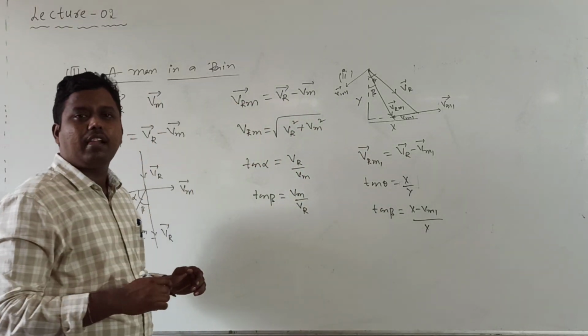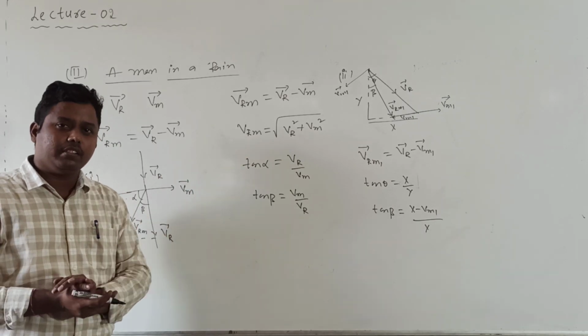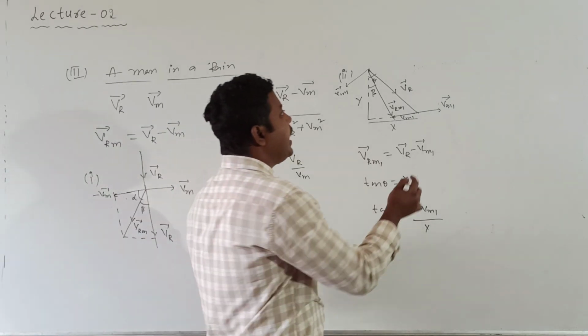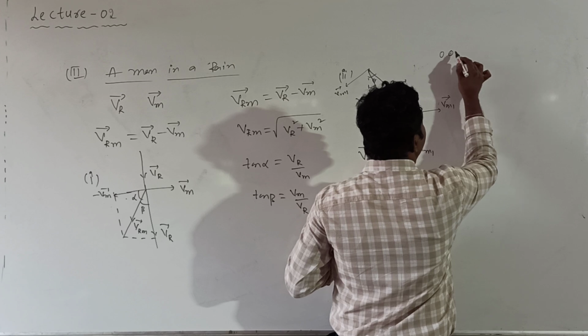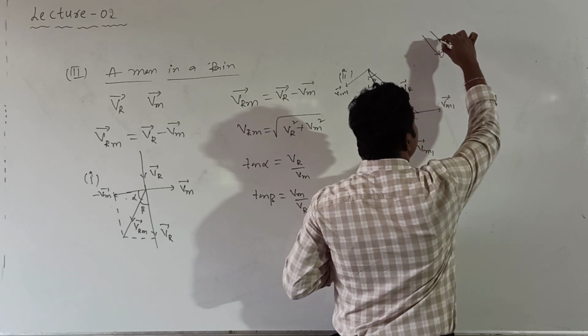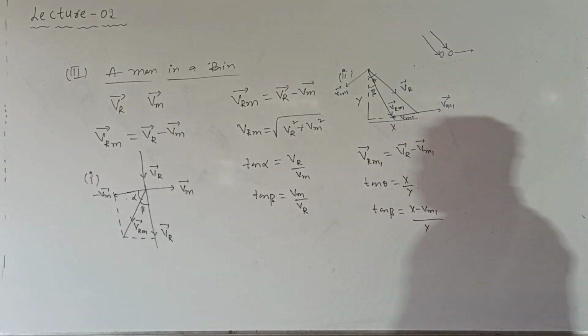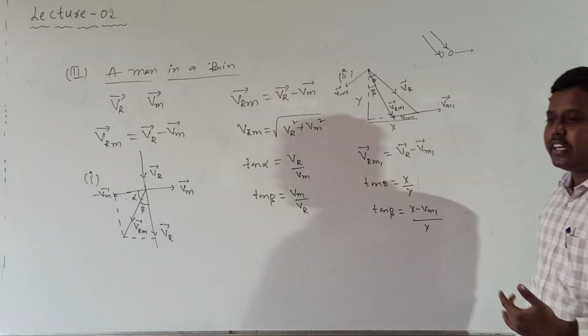So this is the value of beta. What is beta here? The angle made by the direction of rain falling with the vertical direction. So in this case, how does the rain appear to be falling? When the man is moving horizontally with some velocity, the rain appears to fall like this. Understood? So this is for the second case.